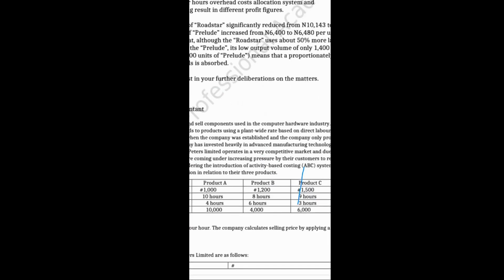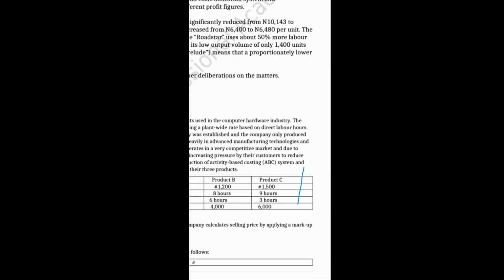Go to product C. 9 hours to produce a unit, and we are going to produce 6,000. 9 hours multiplied by 6,000. What do you have for product C? 54,000 labor hours. Now add it: 100,000 for product A, 32,000 for product B, 54,000 for product C. Get total labor hours. What do you have? 186,000 labor hours.